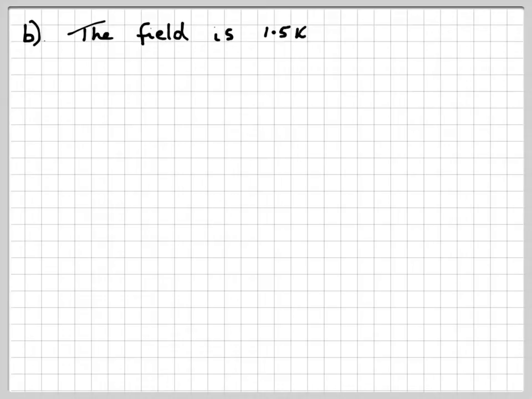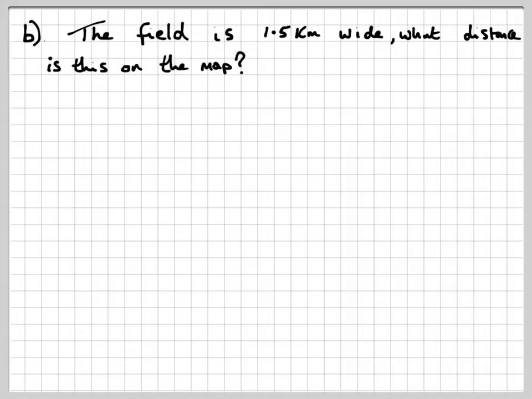Let's work the other way around, from the real world back to the map. So the field is 1.5 kilometres wide. What distance is this on the map? We'll start off again by writing down the map scale, 1 to 25,000.